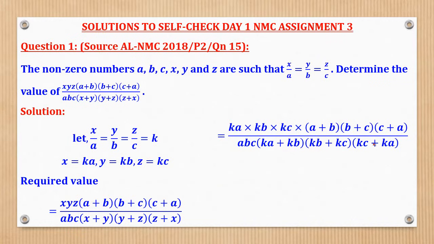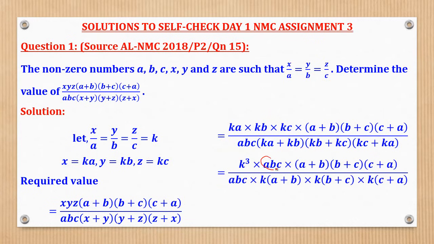Okay. After that, something will cancel if you analyze. One, ABC will cancel. Let me see what else cancels. Do you see this a plus b and this? They cancel. Do you see b plus c? They cancel. Do you see c plus a? They cancel. Then also, you realize that this k times a is k cubed. And you see k cubed here? So everything keeps cancelling until you remain with 1. And that's what they wanted.